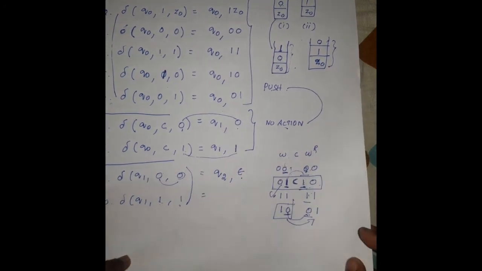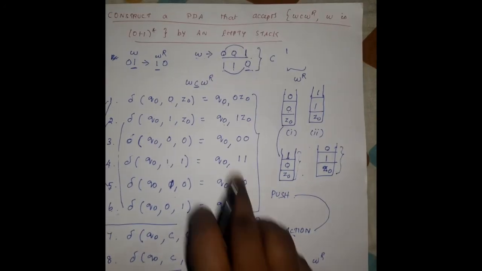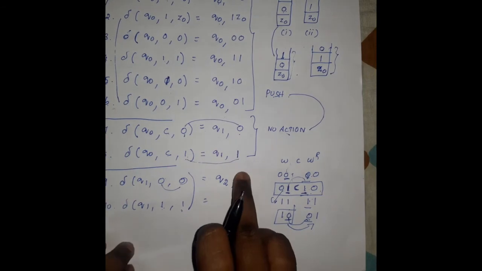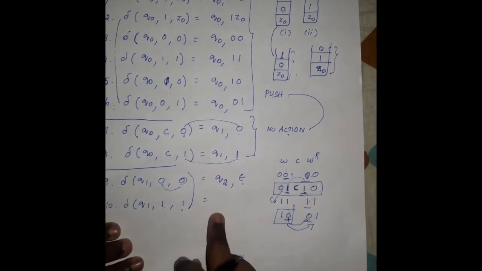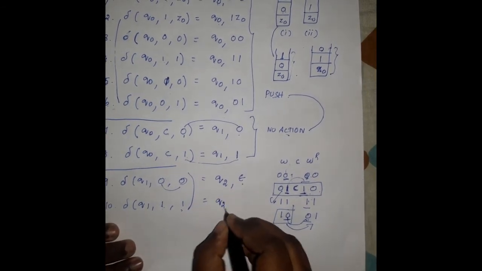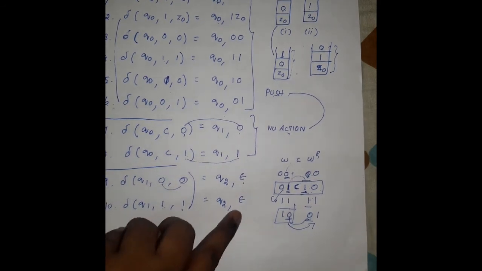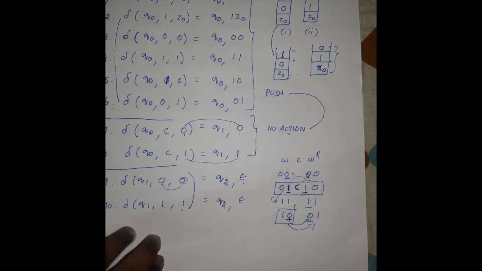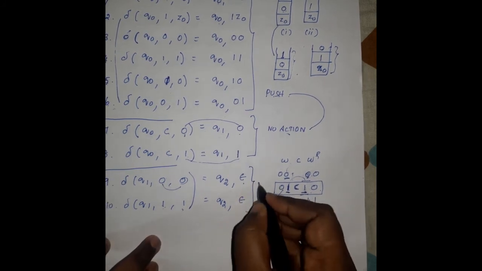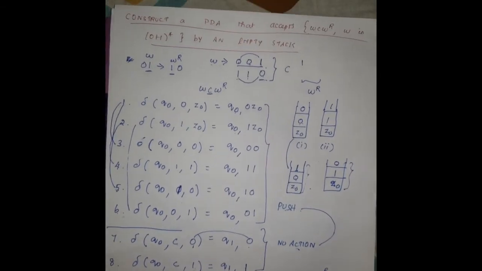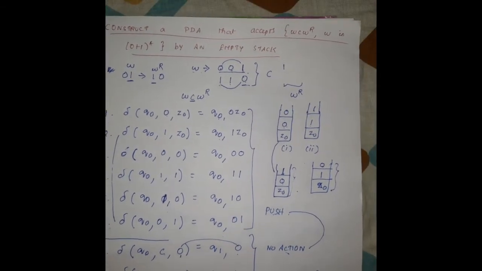Why am I writing empty here? Because the method is by using the empty stack. If the question is by using the final state, then here you would write Z0, right? So similarly the same step, Q2 is the final, with the empty stack. So I am going to write epsilon as the empty symbol, right? So this is the operation for pop. So these are the transition functions for the pushdown automata of W C W power R.